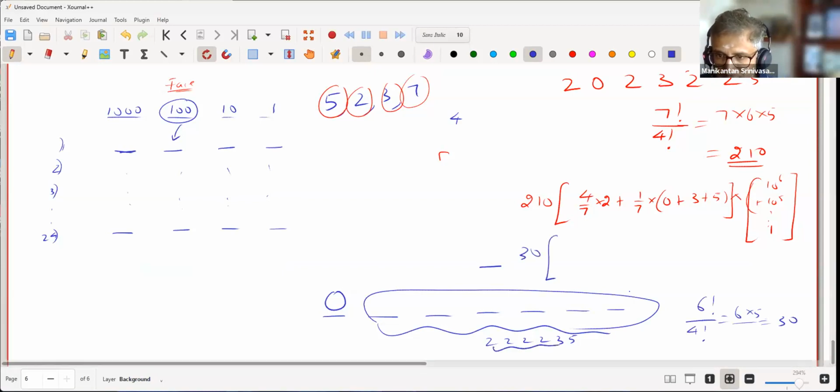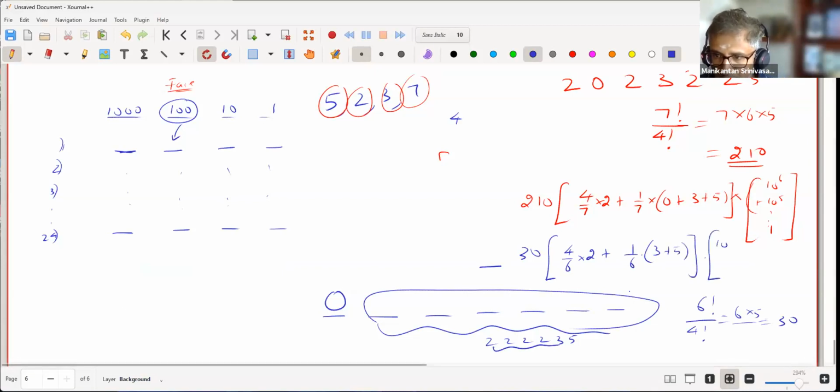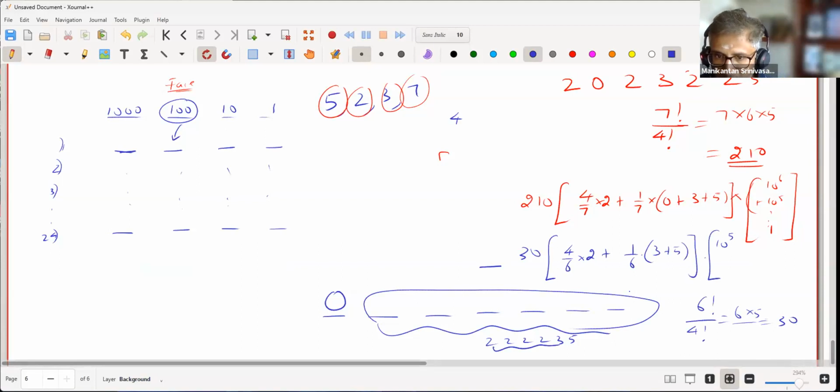Now there are only 6 digits in each of these. 4/6 of these will be 2s, 1/6 of these will be 3s, and 1/6 of these will be 5s. And the contribution from them will add from the 10 power 5th place. This is 10 power 5th place, 10 power 4, 10 power 3, 10 power 2, 10 power 1, and this is the units place. So 10 power 5 plus 10 power 4 all the way till 1. You can find these two quantities very easily. You can subtract them and then you'll be done with it.